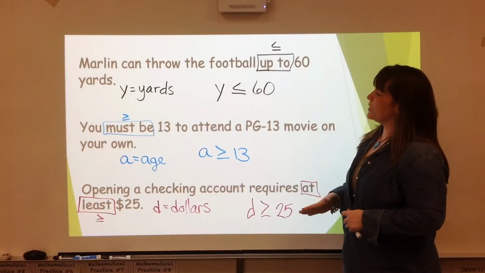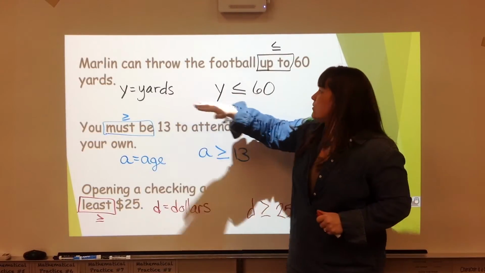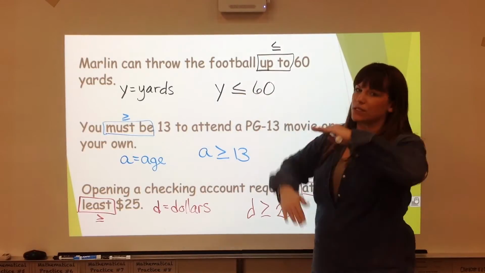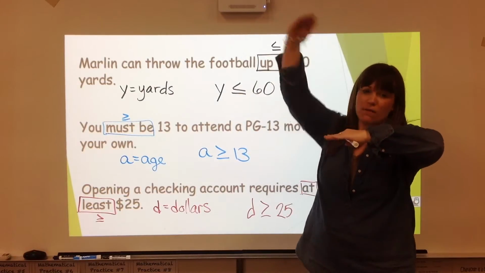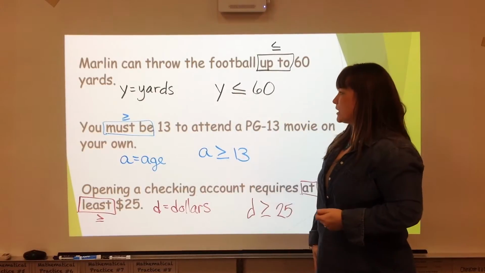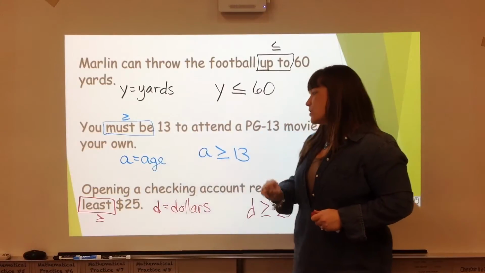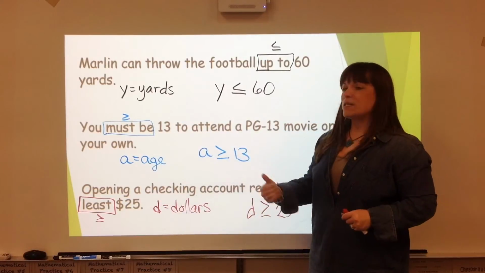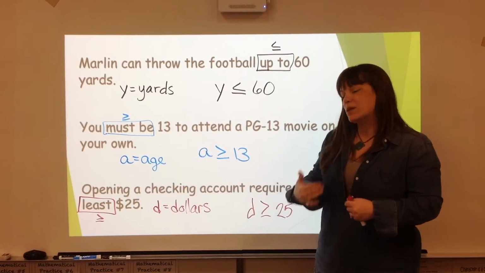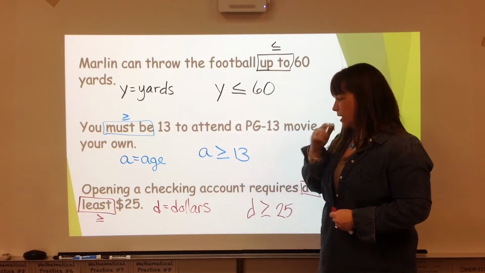Here are the last 3. For number 4, I have Y equaling yards, and up to means that you can't go above 60, so it would be Y is less than or equal to 60. PG-13 movies is talking about your age, so age is the variable here. Must be means you have to at least be 13. Those are synonyms. So I have A is greater than or equal to 13.